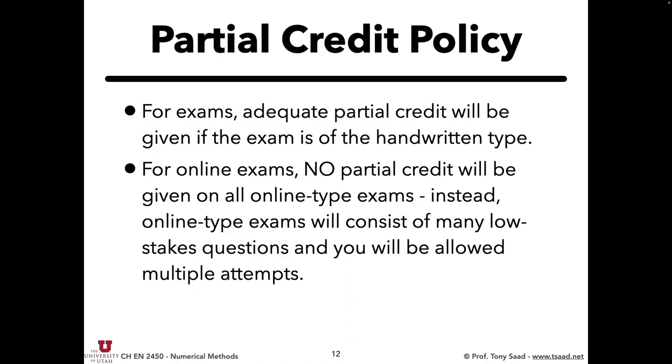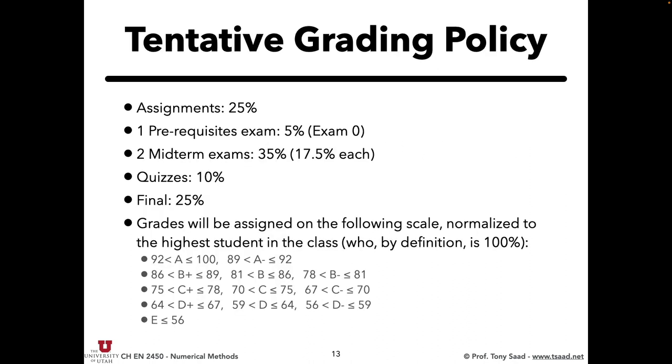All right, so I covered the partial credit policy for exams. This is today's tentative grading policy. It served us very well. It tries to balance different ways of testing your knowledge. Homework assignments are 25%. So if we do 10 assignments, that means 2.5 points of the total grade per assignment. The prerequisite exam is a free 5% of your total, okay?